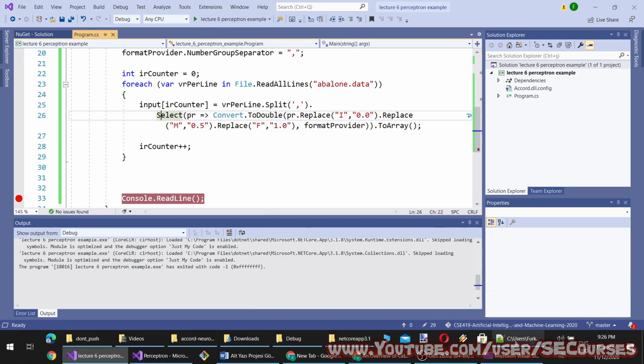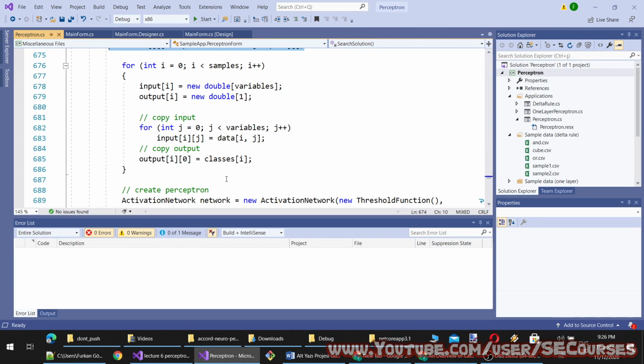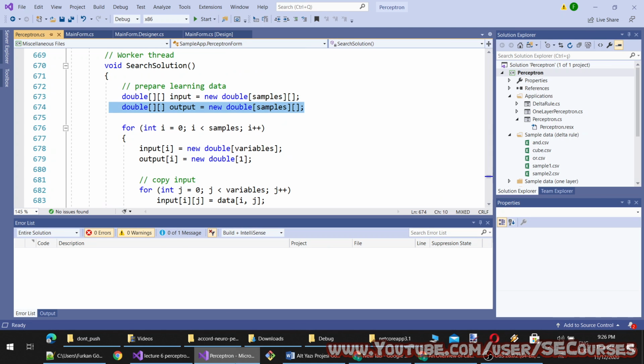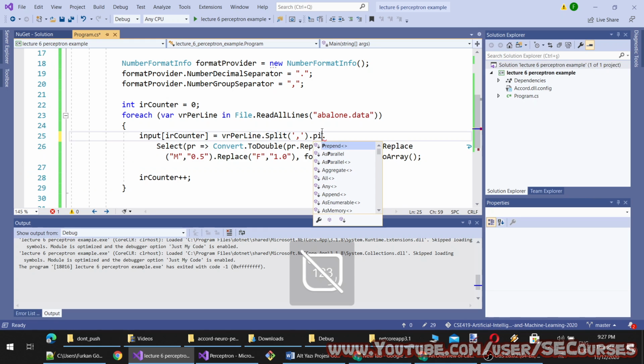Okay, now I have the input data, and I also need the output data. So I am going to change the way my array works. How am I going to do that? I am going to take only the first, or let's say select or pick. I think there was a way to take only a certain number of them.